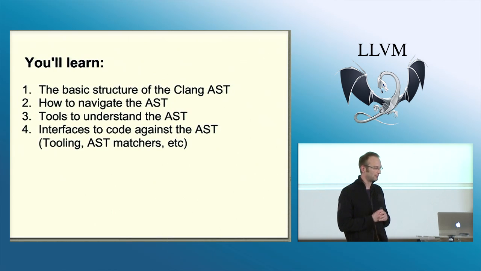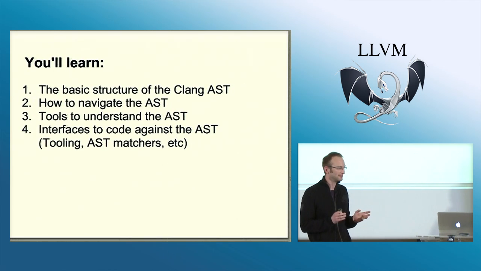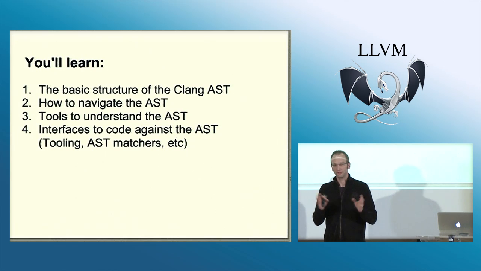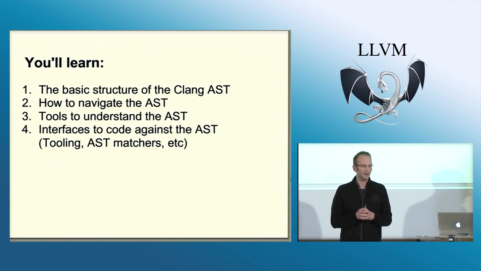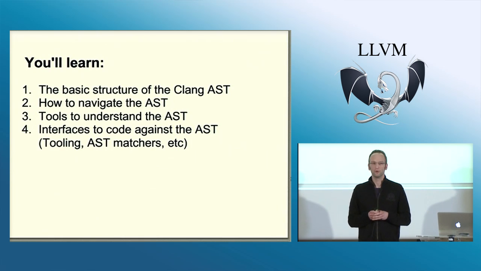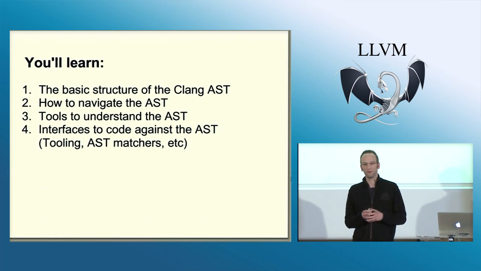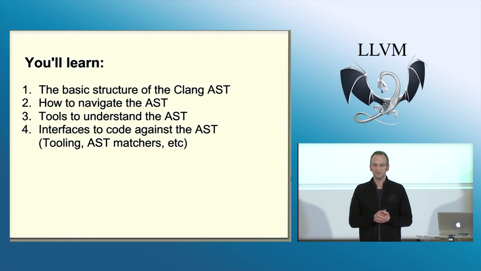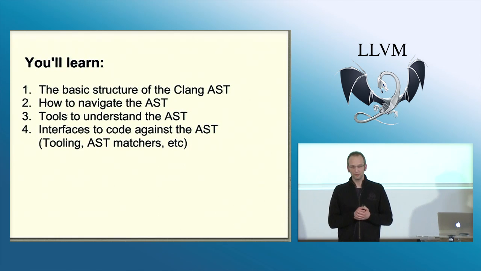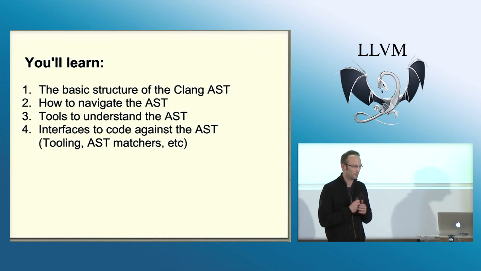So when I talk about working knowledge about the Clang AST, what I'm talking about is you need to know the basic structure, the kind of classes that are there, how you can navigate them, and tools that help you learn more about the Clang AST. I've been working with the Clang AST for probably 2.5 years now, and I still learn something new every day. So the most important part is to learn how to actually figure out what's happening.